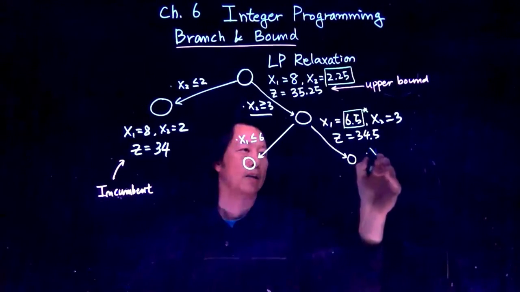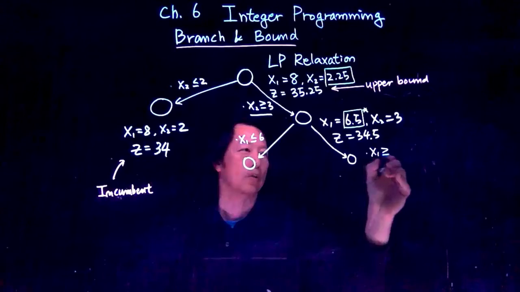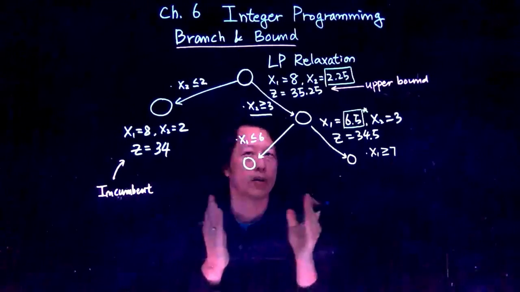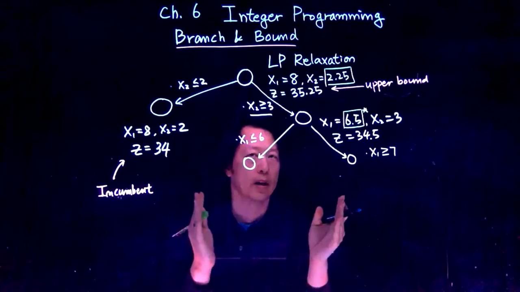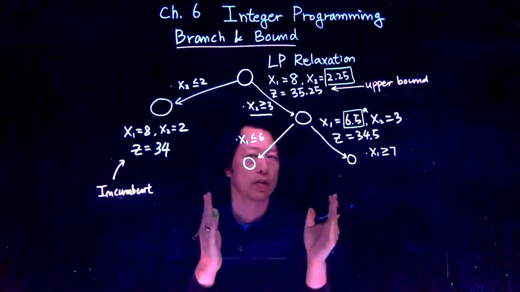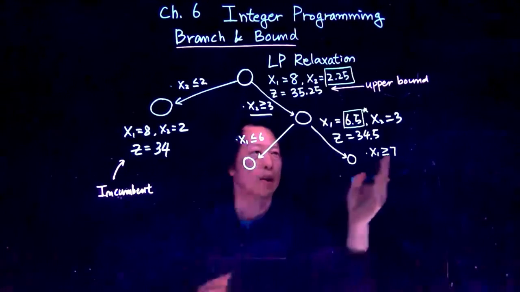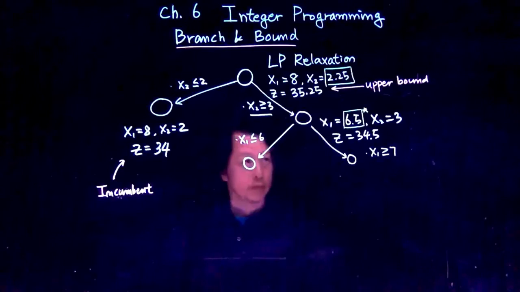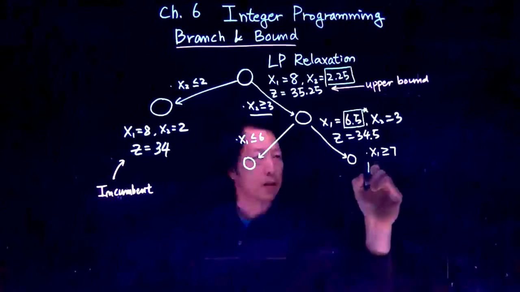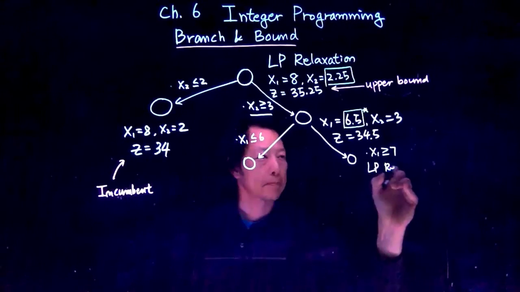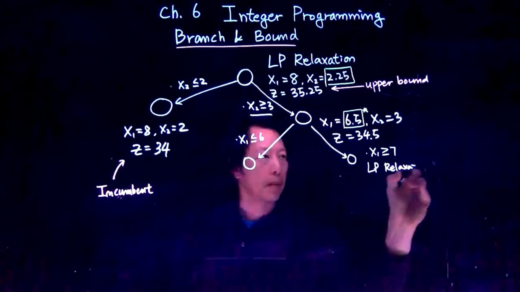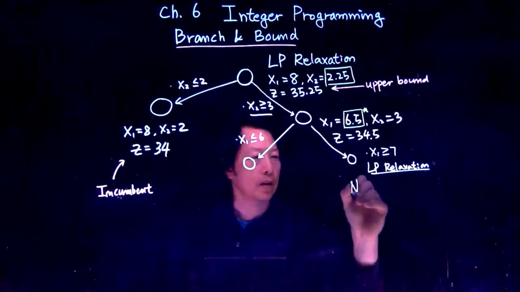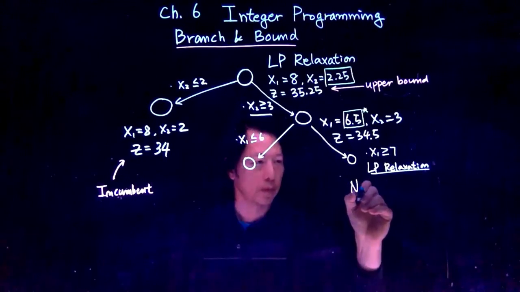And then we add x1 should be greater than or equal to 7. Again, we get rid of the 6 point something region. But still we are not losing any integer, because I'm including 6 here and I'm including 7 here, so we are fine. And then we solve the LP relaxation again, and we find out this is not feasible, infeasible.